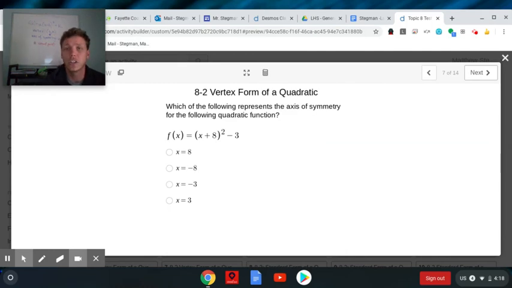All right, which of the following represents the axis of symmetry for the following quadratic function? Well, axis of symmetry is the x value of the vertex. So the same way that you found the vertex, you're going to find the axis of symmetry, but we only need the x value. So we have a positive 8 here, so the axis of symmetry is negative 8. You don't have to explain your thinking for this one.